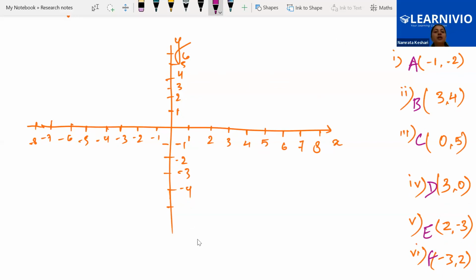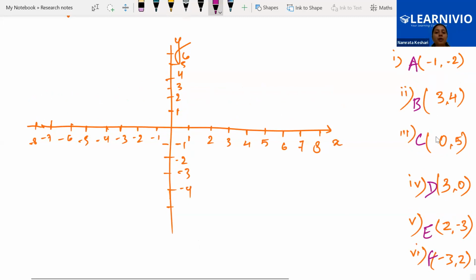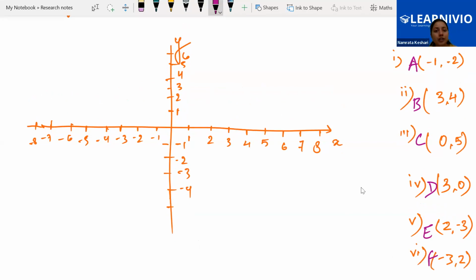The way we arrange the numbers, positive numbers on the x-axis go towards the right side, negative numbers towards the left. On the y-axis, upward side we keep all the positive numbers, downward side we keep the negative numbers. On our screen, can you see 1 2 3 4 5 6 few numbers on the right side of the screen, A B C D E F? Can you see, Sarah? Yes, I have given these points.